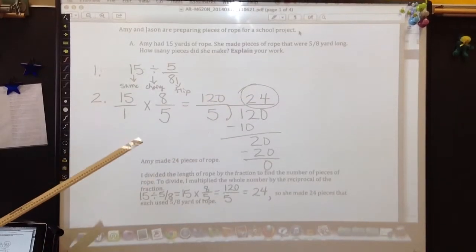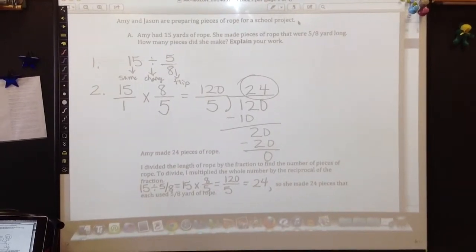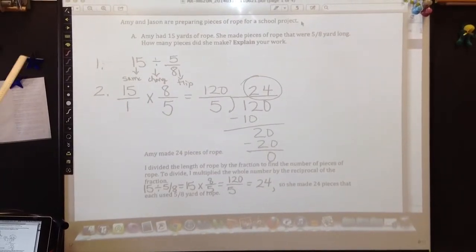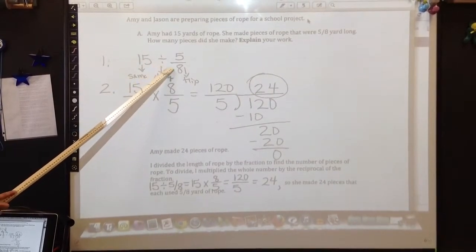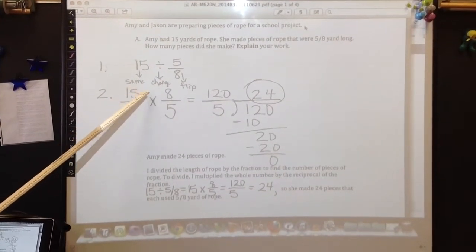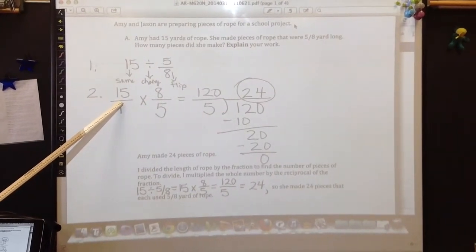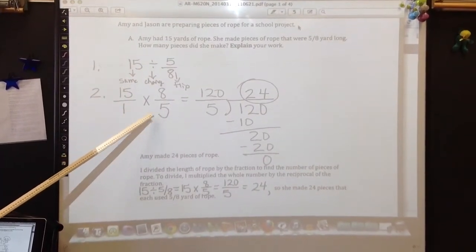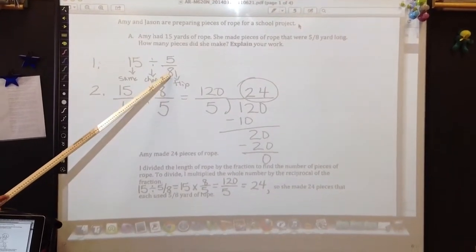Explain your work. So what we're going to need to do is figure out how many pieces of rope she was able to make that were 5/8 of a yard long out of 15 yards of rope. So we have to divide 15 divided by 5/8. In order to divide a fraction, we have to do the same change flip. So I'm going to keep 15, but since we're going to be working with fractions, I'm going to put it over 1, change the division sign to multiplication, and flip 5/8 to 8/5. This is the reciprocal of 5/8.